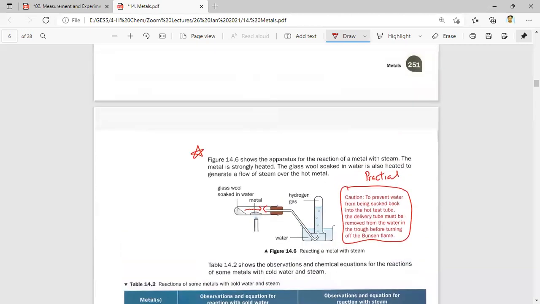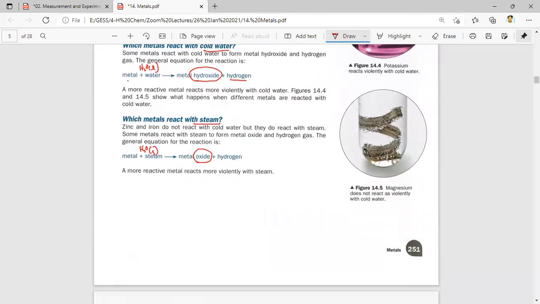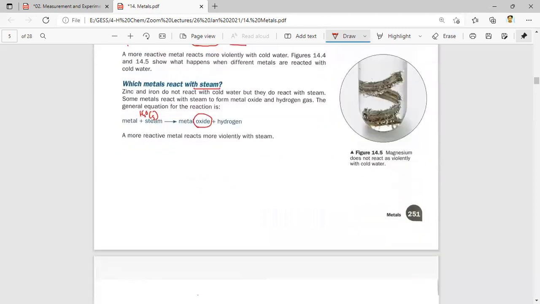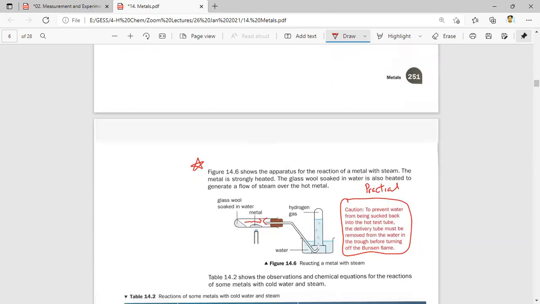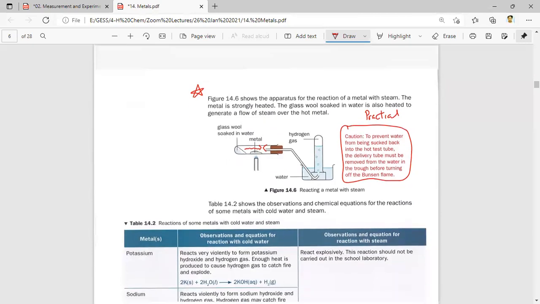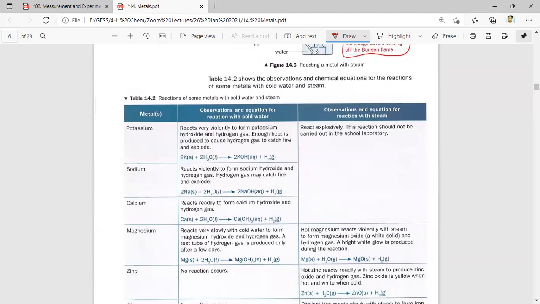So going back, we talked about how metal reacts with cold water, where you just throw the metal in. To show metal reacting with steam, we went through this setup. Next, so what if I know how they react and what the product is? The key here is that we are not looking at the product itself to determine the reactivity. We are looking at how violent or how slow the reaction is to determine how reactive the metal is.